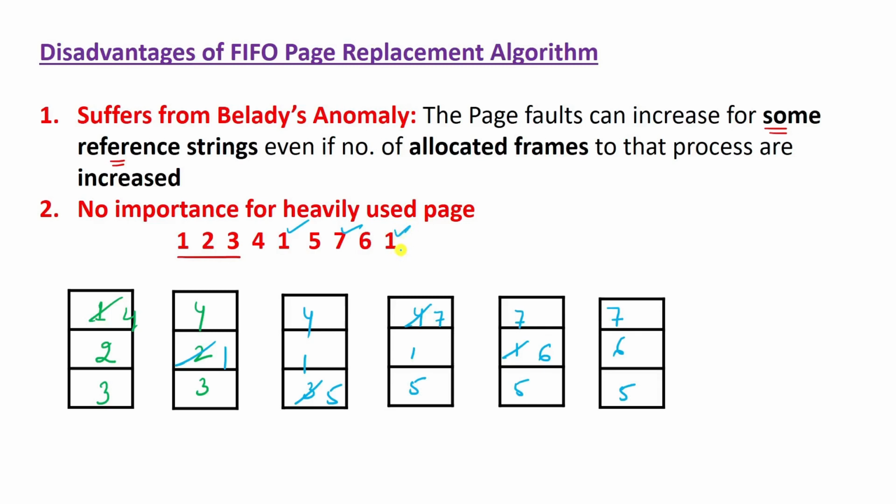Okay, now you can see according to FIFO, 1 was just replaced by 6, and after it was replaced by the FIFO algorithm, it is asked again, so again it will generate a page fault and 5 will be replaced by 1. Okay, so here you can see 1 is getting used again and again, but according to FIFO it will not take into account which page is getting used a lot of the time.